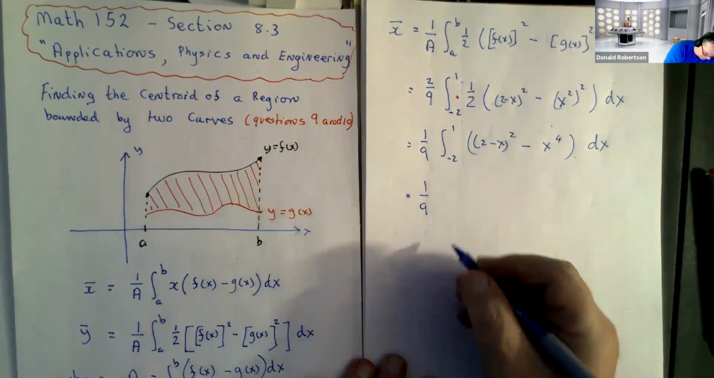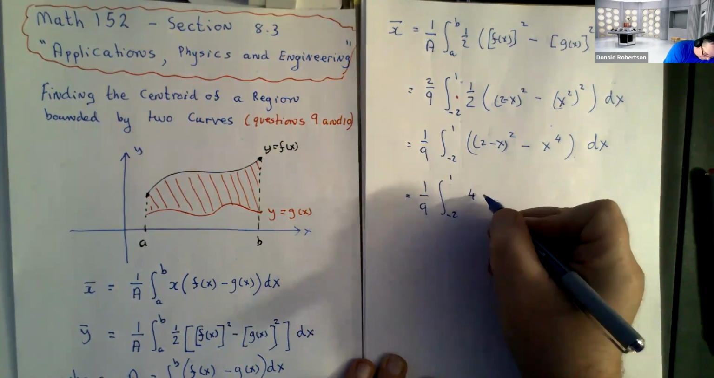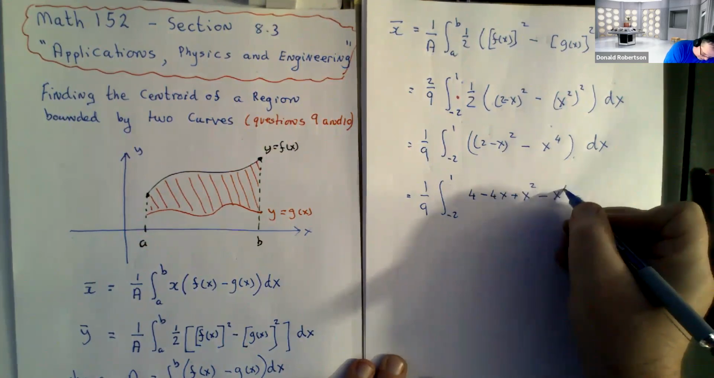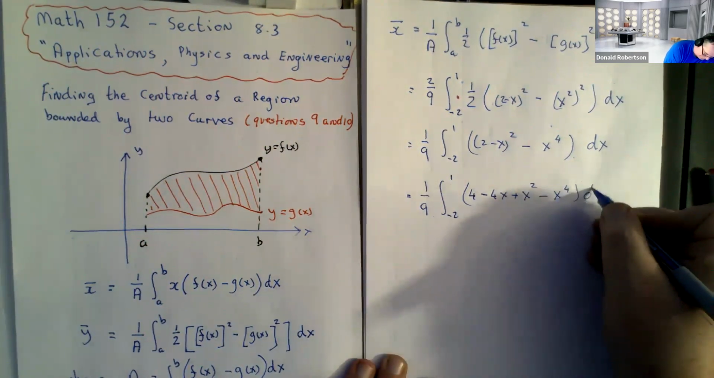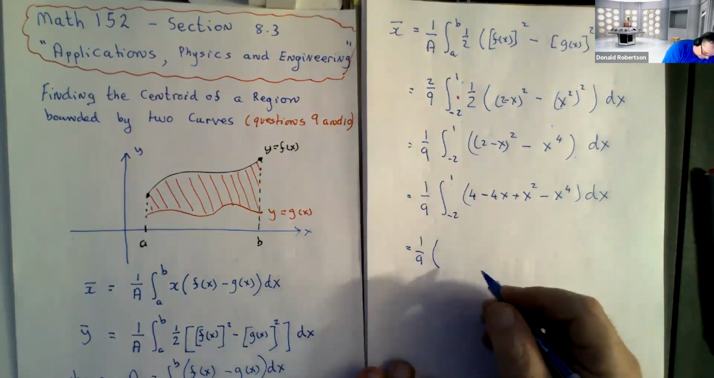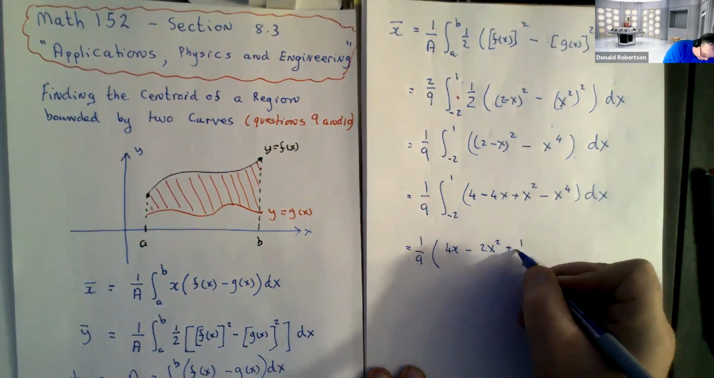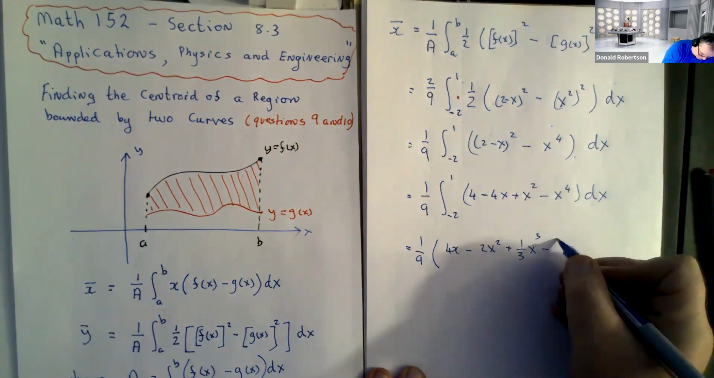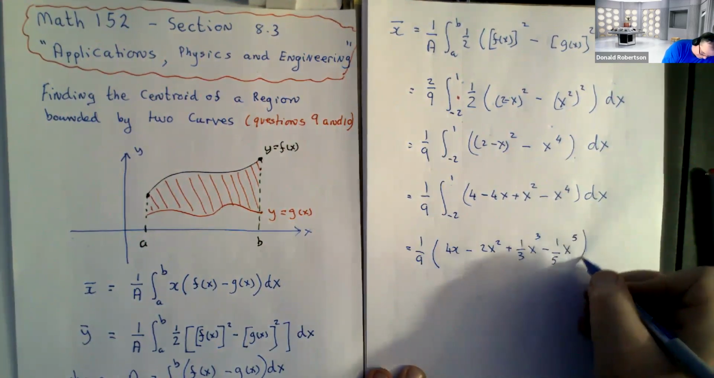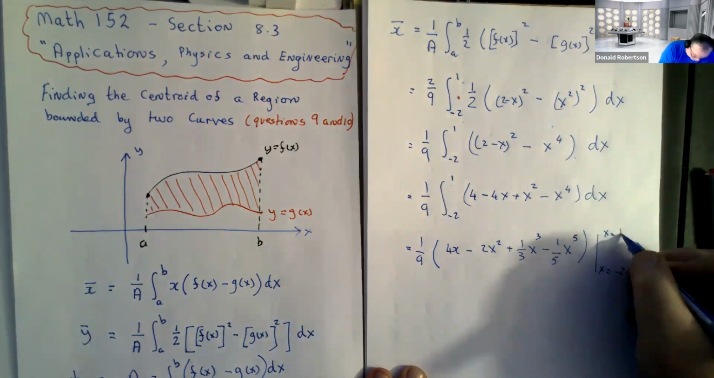That's 1/9, the integral from -2 to 1. And let's square that guy. You get 4 minus 4x plus an x squared, take away x to the 4. Okay, I can do the power rule now. 4x, take away 2x squared, plus 1/3 x cubed, take away 1/5 x to the 5, and evaluate it at -2 and 1.